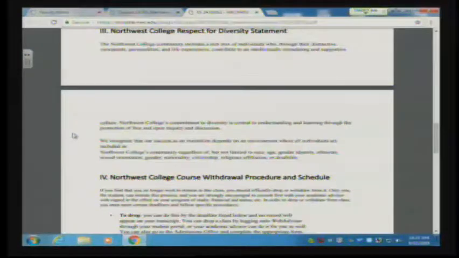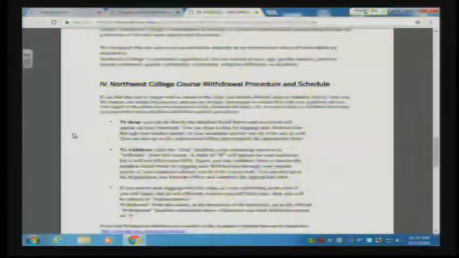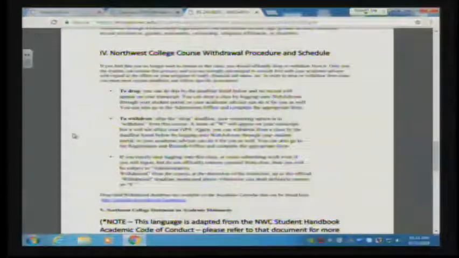So we also have, like it says, a respect for diversity, which is not just limited to the protected classes, but we like to have all sorts of people in class. It makes this community much richer. So we're committed to that as well. Now, another nuts and bolts issue is the withdrawal process and the schedule.